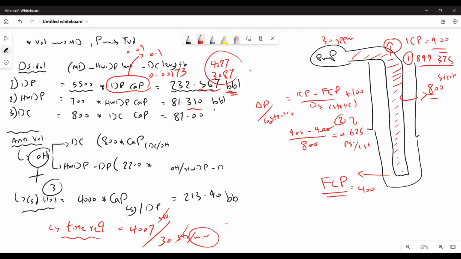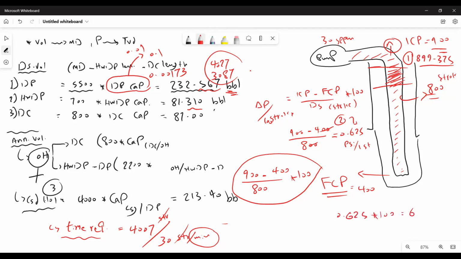So let's say for 100 strokes, it will be 900 minus 400 over 800, the real string volume, times 100. So now you get the pressure drop for pumping 100 strokes. If you pump 100 strokes, the pressure will drop by 0.0625 times 100, so it will be 62.5. Okay, 62.5 PSI for each 100 strokes. But this value needs to be rounded down, so it will be 62 PSI per 100 strokes.